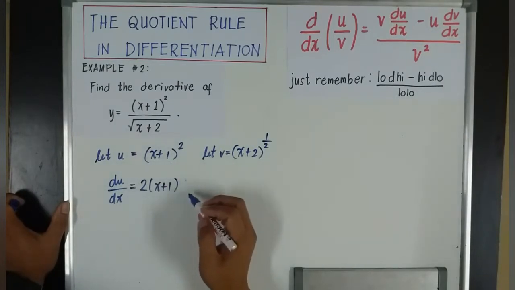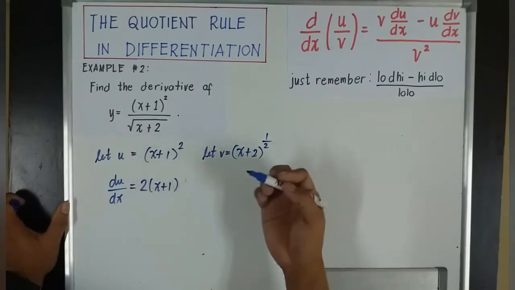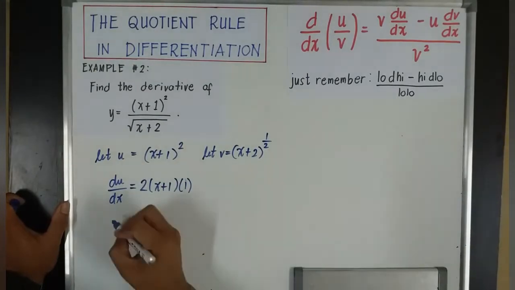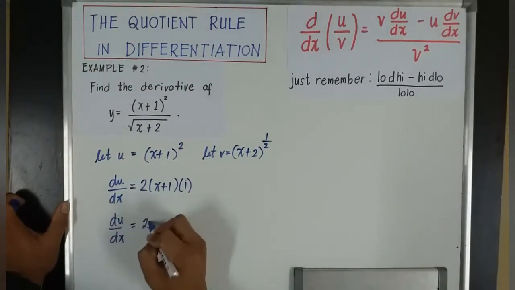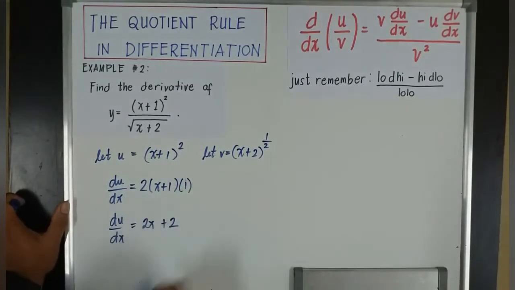What is the derivative of x plus 1? It is 1. So do I need to multiply it by 1? No need. Okay, just to show, I'll put it in. So it means du over dx is equivalent now to 2x plus 2, because 1 times x plus 1 times 2 is 2x plus 2.